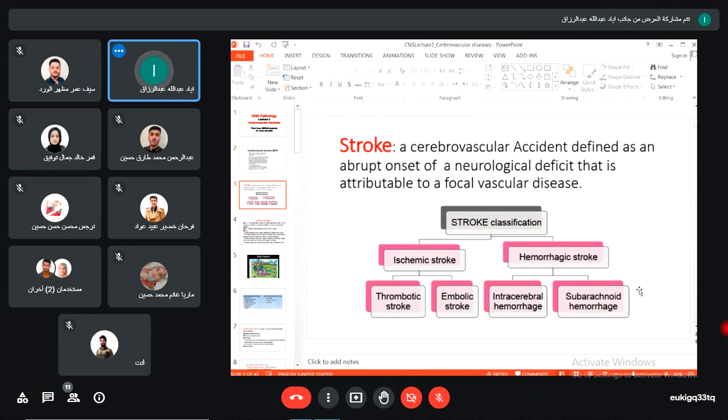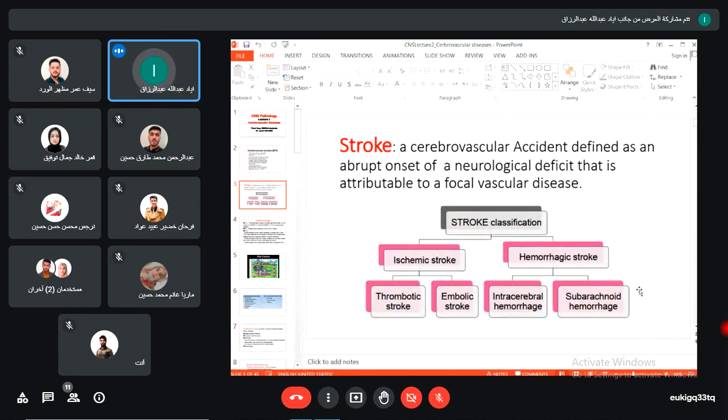A stroke is a focal neurological deficit attributable to vascular disease. We simply can classify stroke or brain attack into ischemic and hemorrhagic type. This is concerning the focal deficit. Indeed, cerebrovascular disorders involve either generalized or localized disorder. Generalized global ischemic hypoxia, we will talk about it in detail.